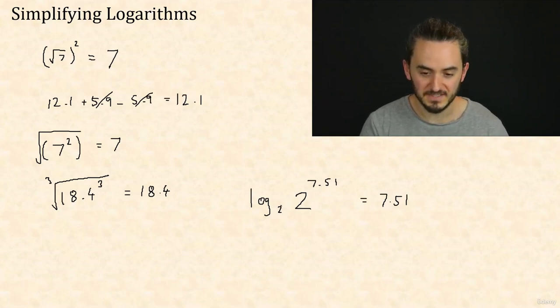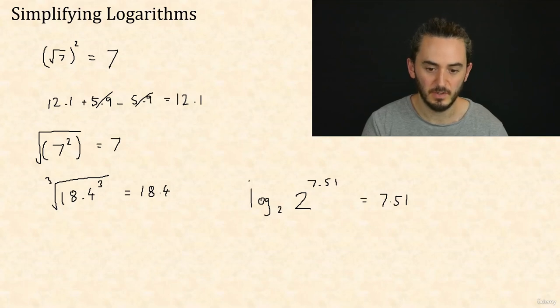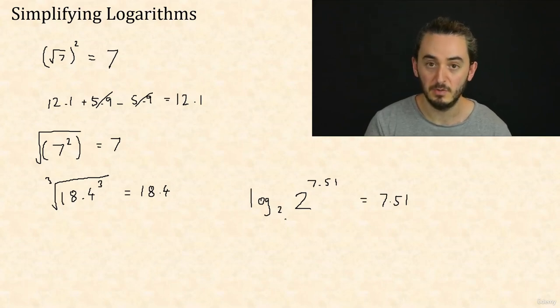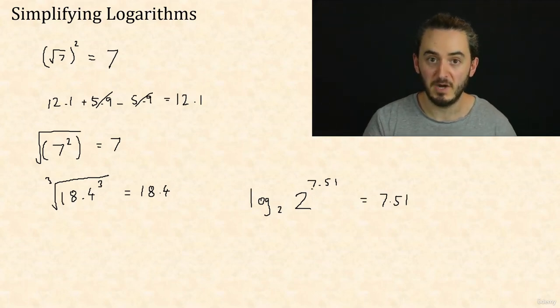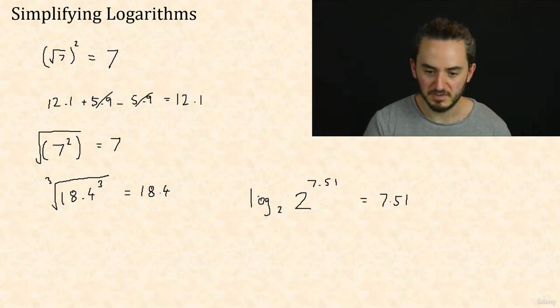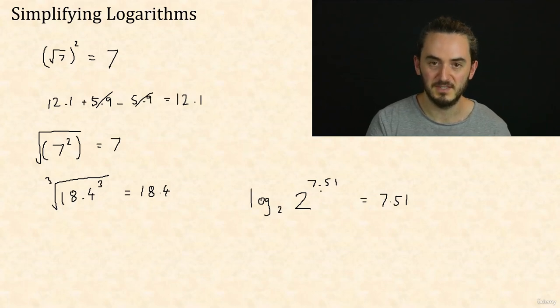Okay, so that is exactly equivalent to these ones here, where if you have log base 2 of 2 to the power of something, they'll just go and you're just left with that power. Okay, so that's by definition, right? Because log base 2 literally means 2 to the power of what is this number? Well, 2 to the power of 7.51 is 2 to the power of 7.51.